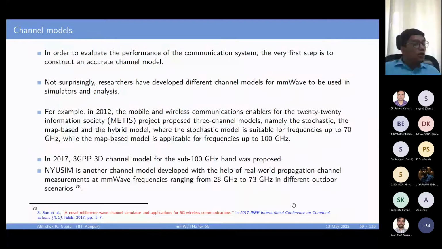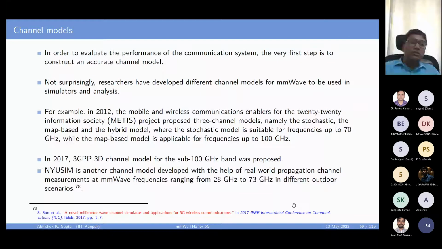We need to be able to know how each link works. People have used different channel models, both in analysis and in simulators. On the analysis side, the channel models are a little bit simple because you want the analysis to be tractable, while in simulators you can actually go for complicated channel models.